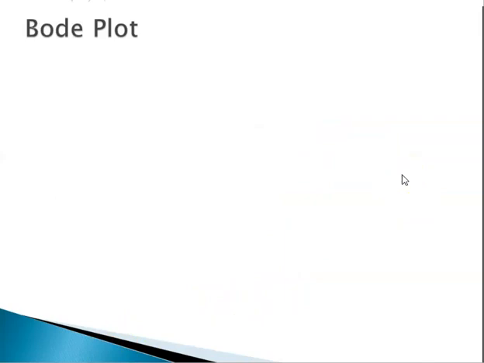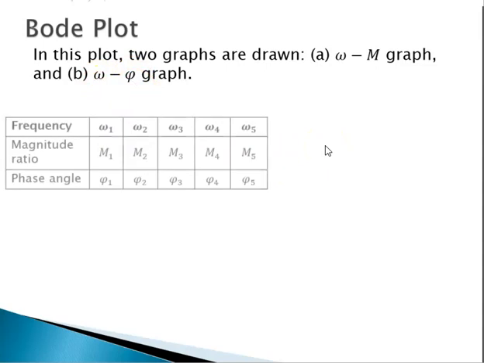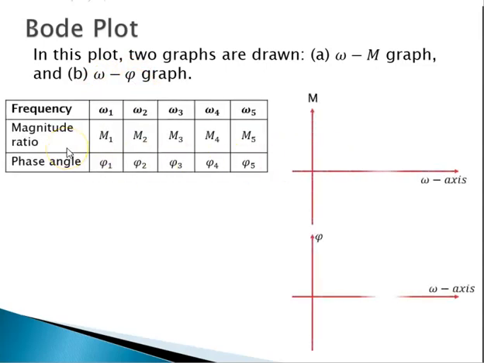With that said, we will look at the other way of representing the frequency response, that is Bode plot, and then perhaps summarize this video. When we say Bode plot, it actually means two different graphs. One is omega versus m graph, another is omega versus phi graph. Let us show them both. It is the same frequency response data.